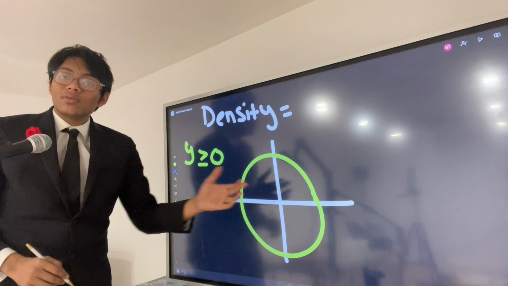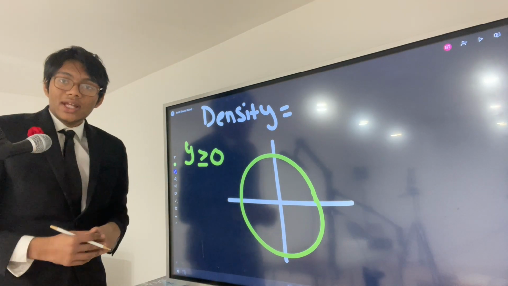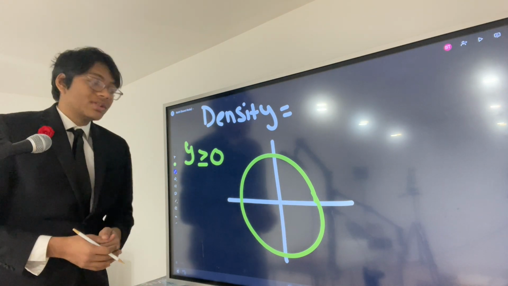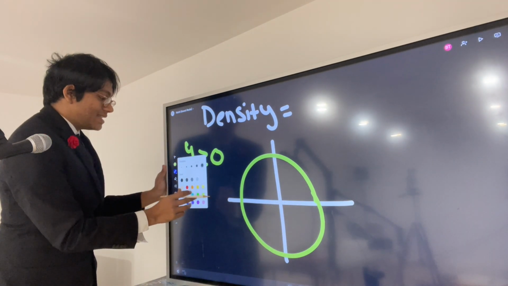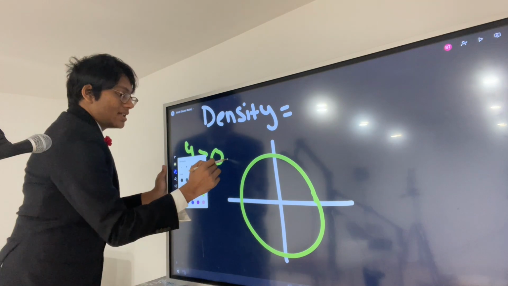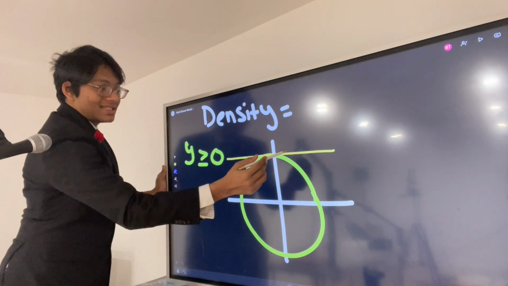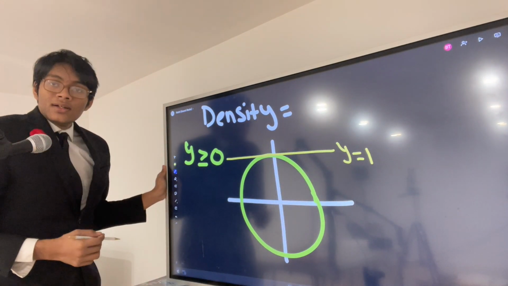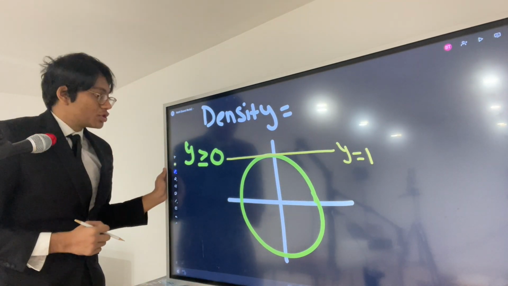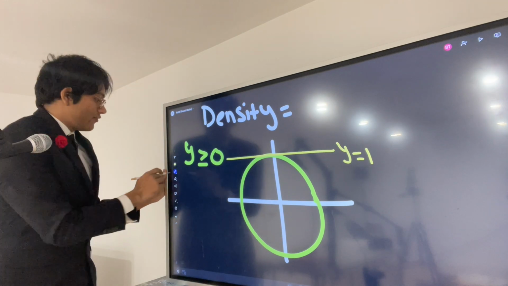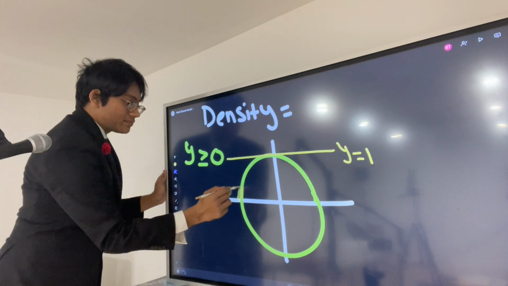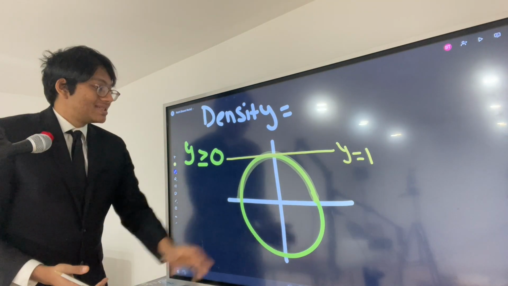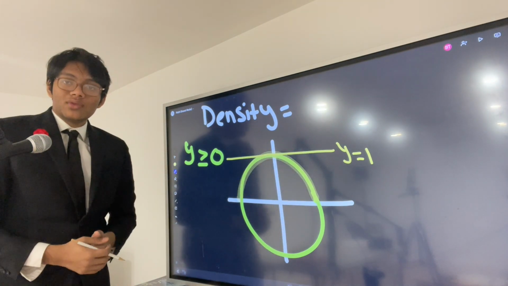We want to find the total mass of the wire in the first quadrant, and not only that, we want to find the total mass given that this is a variable density wire whose density depends on its distance from this line, y equals 1. Alright, so how are we going to get started with this problem? How do we find the density of this wire, knowing that the density is proportional to its distance from this line, y equals 1?